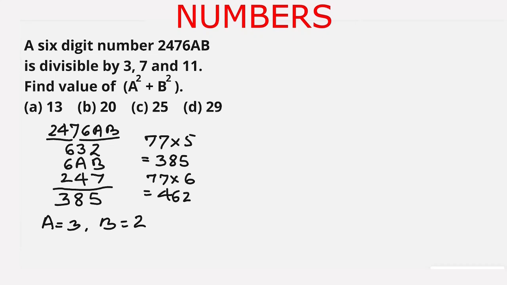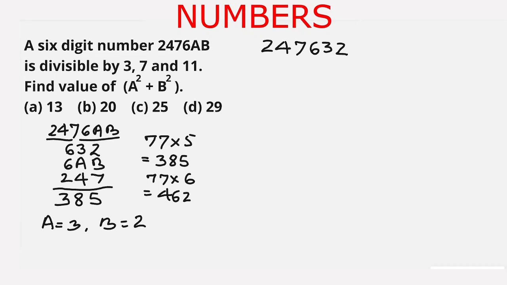So the number becomes 247632. Now we have to check this number is divisible by 3 or not. We take the sum of the digits. 2 plus 4 is 6. 6 plus 7 is 13. 13 plus 6 is 19. 19 plus 3 is 22 plus 2 is 24. And 24 is divisible by 3. So the number is also divisible by 3.